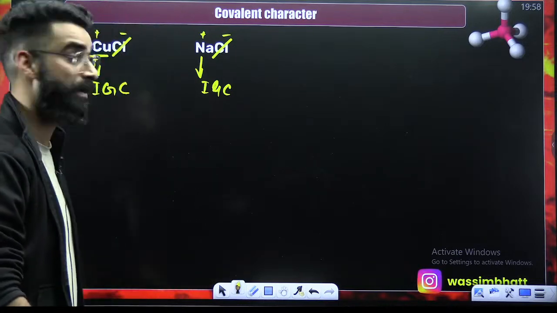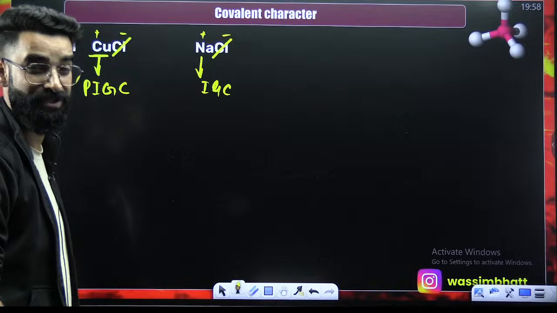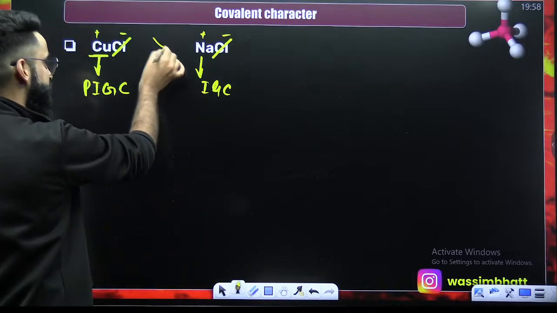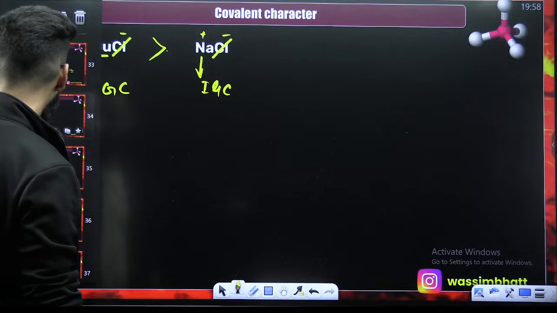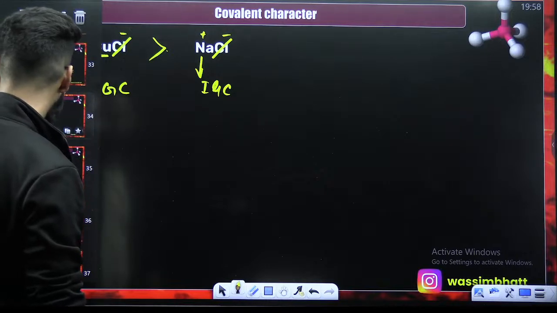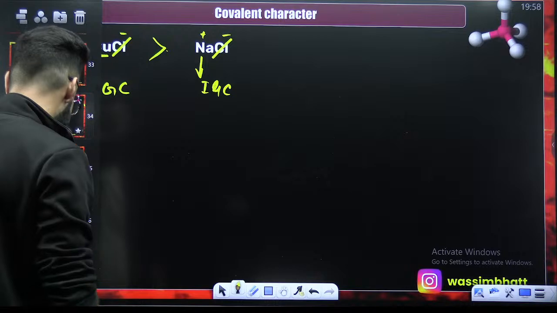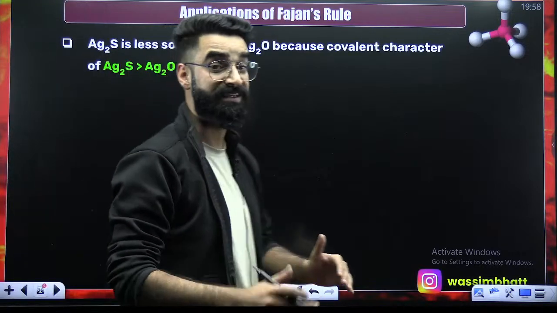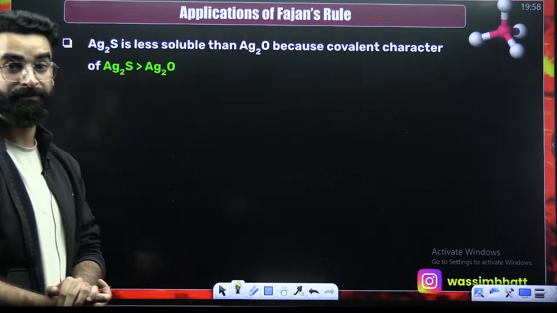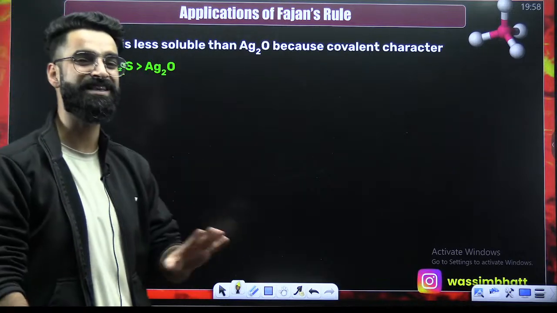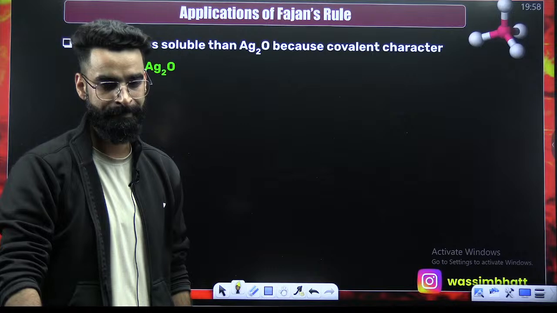And the more the polarizing power, the more the polarization, and the more the covalent character. Which one has more covalent character? CuCl has more covalent character than NaCl. Perfect. Now, my dear students, what different types of questions can be asked from Fajan's rules? Understand and remember. Nothing apart from all these things will be asked in your examination. Trust me on that.